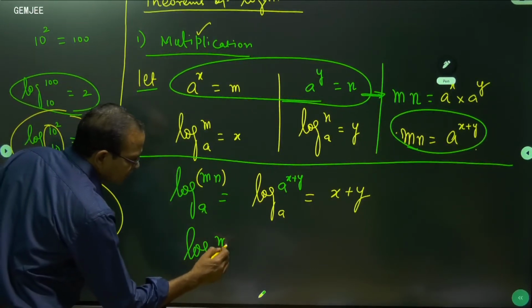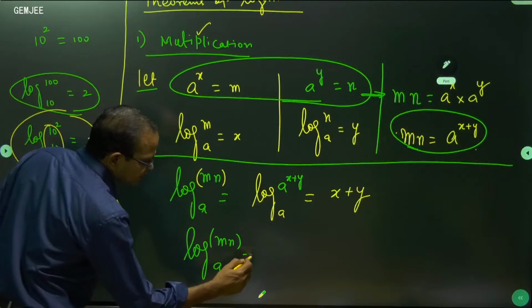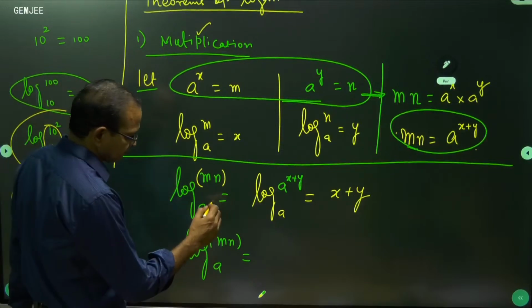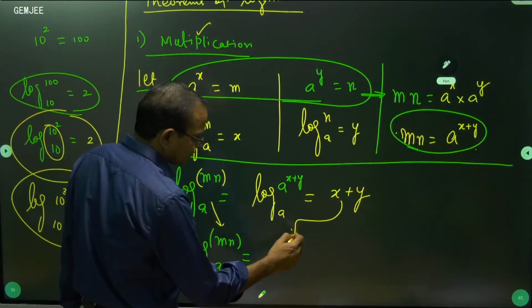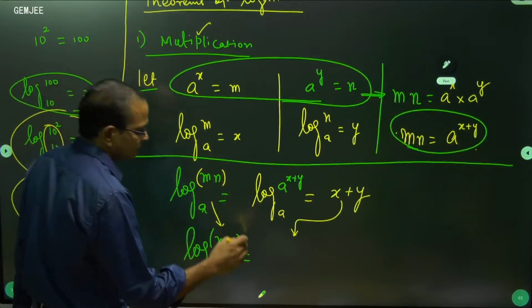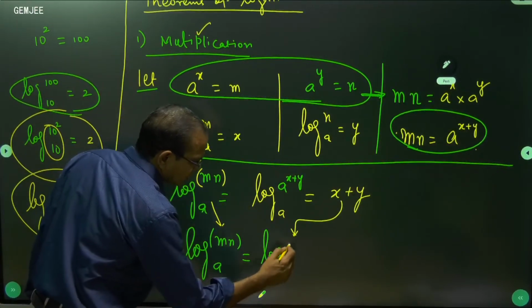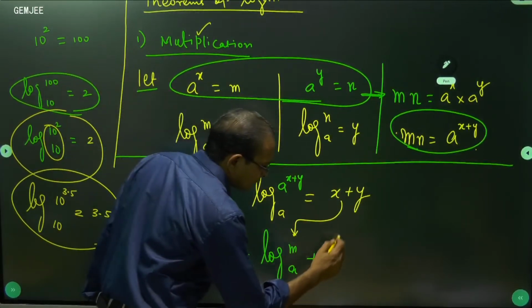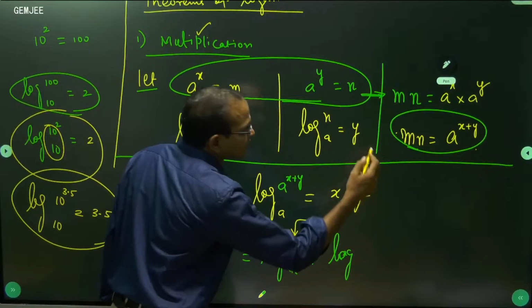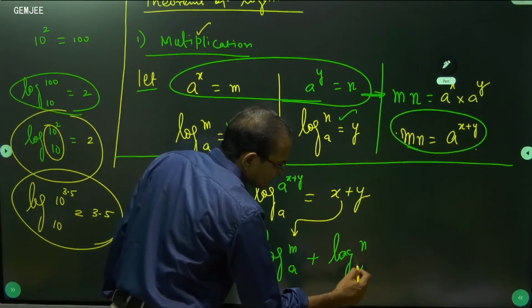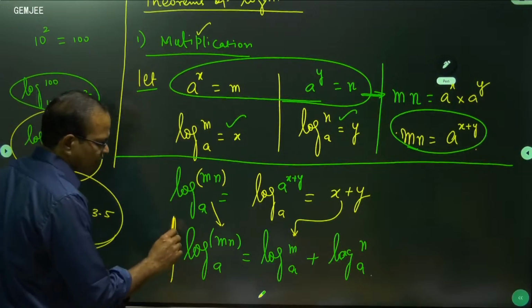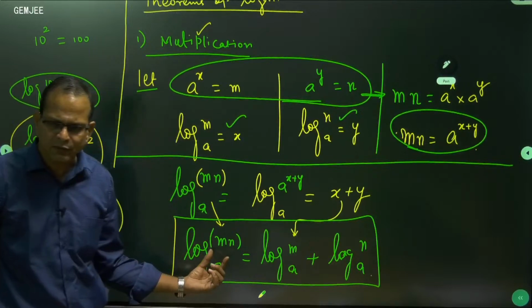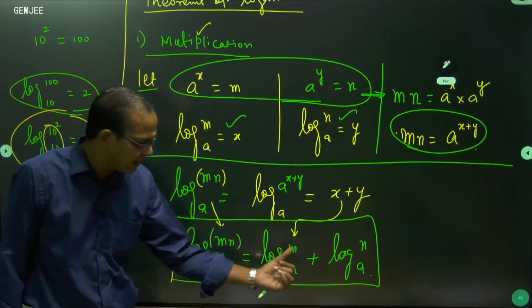Log of mn to the base a equal to, bring it and put it here: what is x plus y? What is x? Log of m to the base a. What is y? Log of n to the base a. Come on. This is what I say first, the multiplication rule.